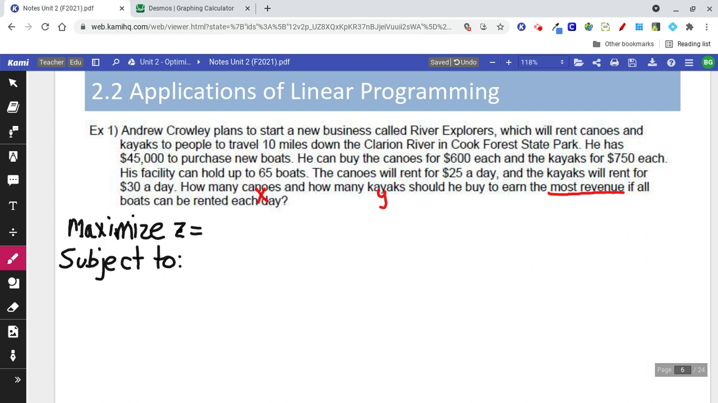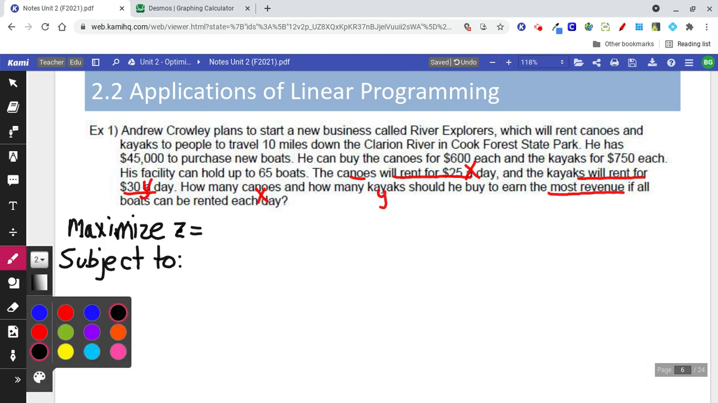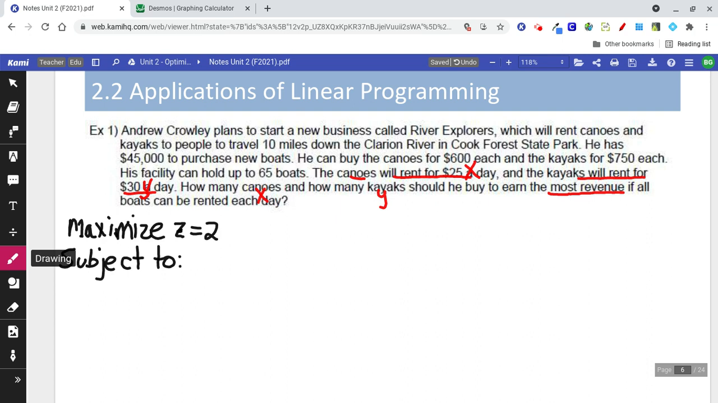Okay, I know it's maximize. I know I'm talking about canoes and kayaks, but let's go back through, and I don't want to read the whole problem again. I want to go back and find the numbers that are talking about revenue. So we want to maximize revenue. And so when you go back and look at this, they're talking about the canoes will rent for $25 a day. So canoes are X, and the kayaks will rent for $30 a day. That's a Y. That's my revenue. That's what I want to maximize. So we're going to say maximize Z equals 25X plus 30Y.